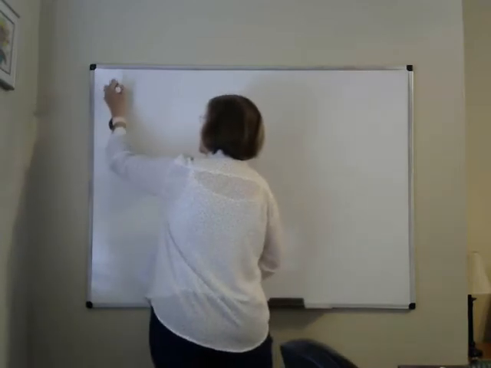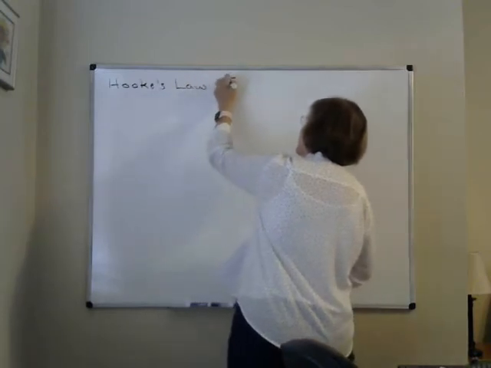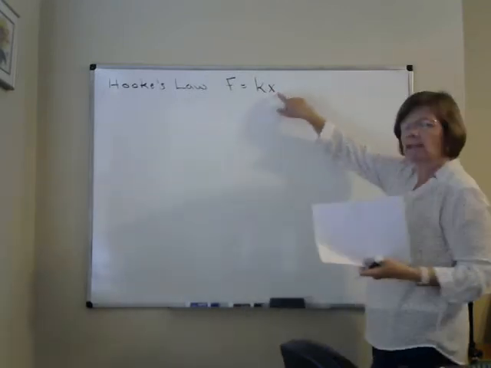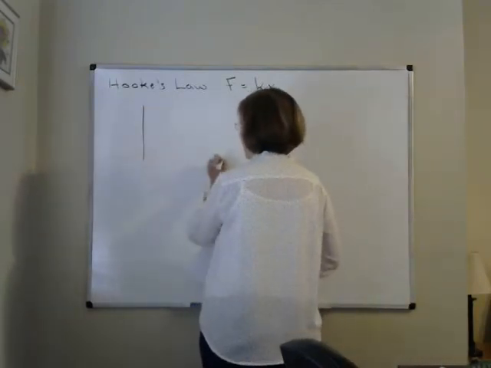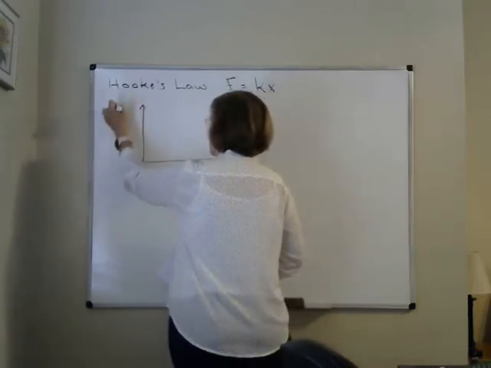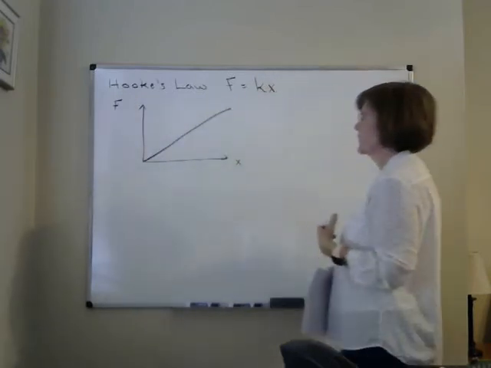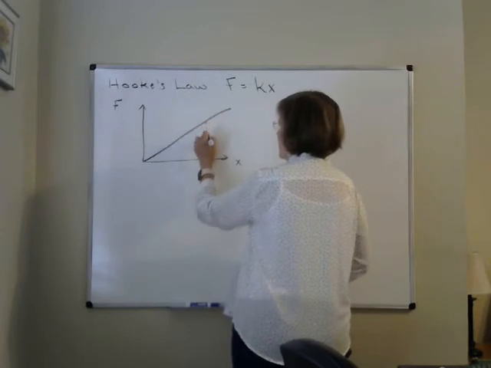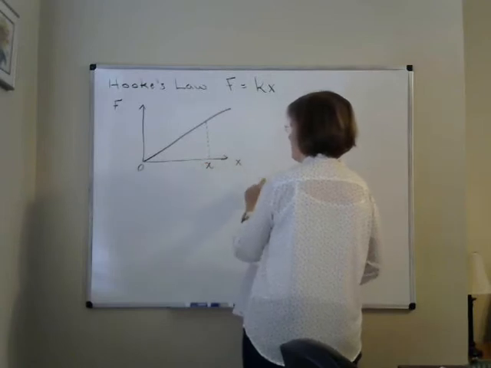Now, Hooke's law says that the force is equal to K times X. Notice with Hooke's law, as X increases, the force also increases. If we graph that, with position on this axis and force on this one, the graph looks like this. The slope is actually K. But let's suppose that we want to know the work done to go from 0 to some position X.